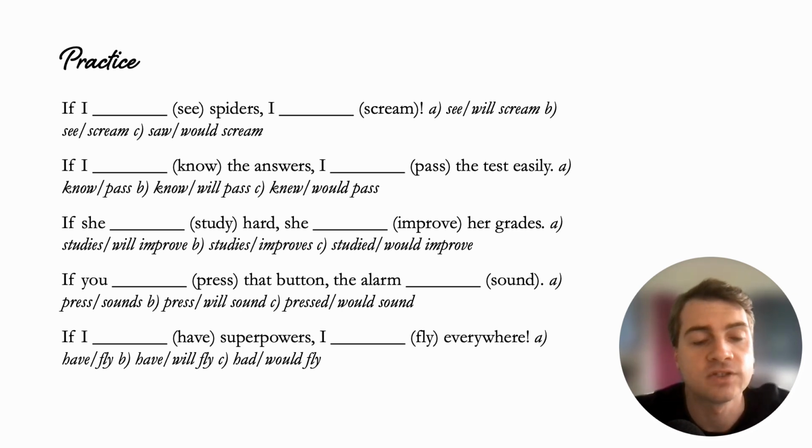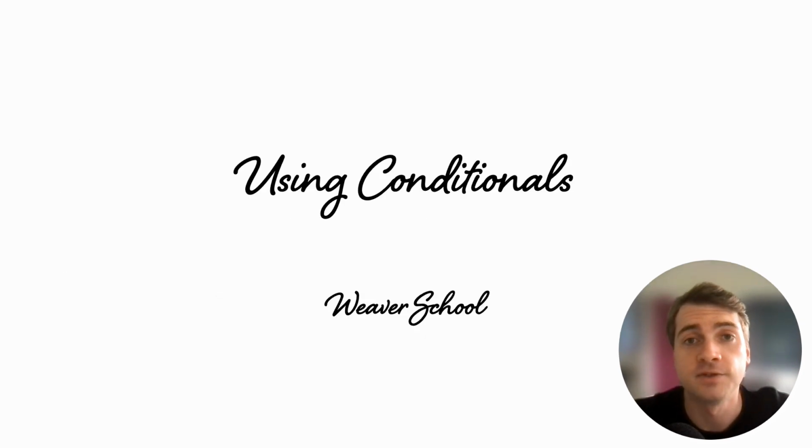If I had superpowers, I would fly everywhere. That's present unreal, right? Because you don't have superpowers, right? So you can't fly around everywhere. But if you had them, that is what you would do. So hopefully those weren't too difficult, but they'll definitely get easier for you as you go through the online exercises more in the dashboard. All right, that's it for this lesson on the conditionals.